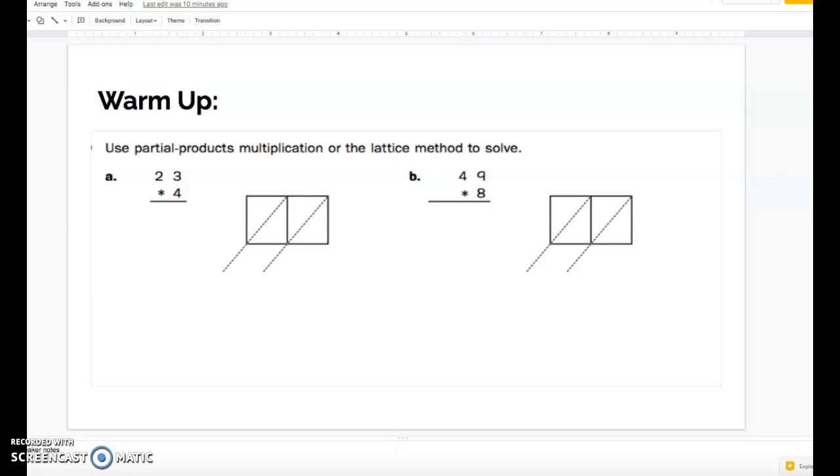On your whiteboards, I want you to use partial products multiplication or lattice multiplication to solve the following problems. I want you to pause the video and solve 23 times 4 and 49 times 8. When you're ready, press play.